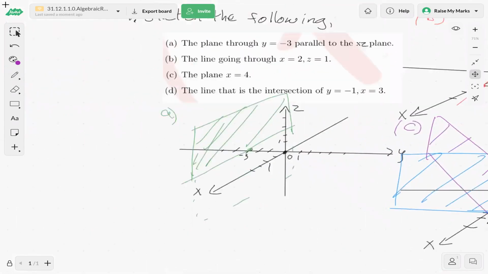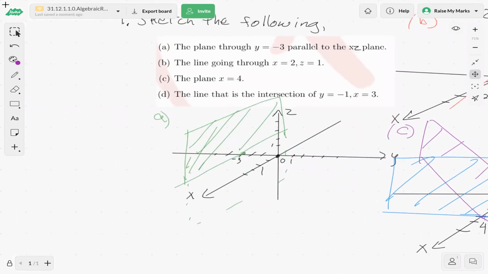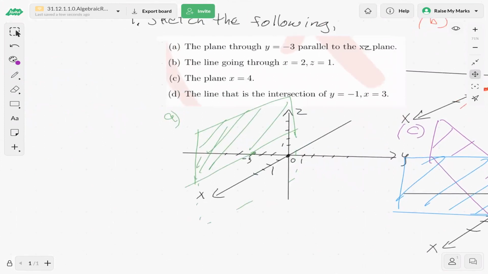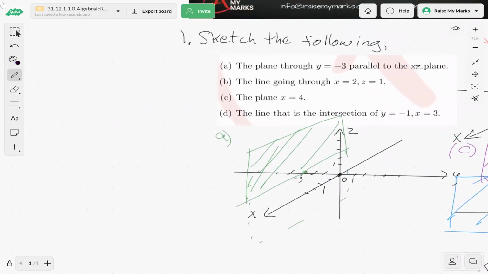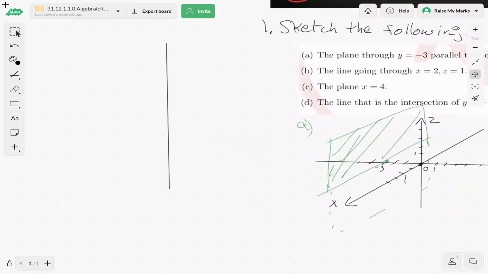And let's scroll over here and look at the last one. The line that is the intersection of y equals -1 and x equals 3. Okay. All right, so again, we start with drawing our axes. So let's do that here. Let's give ourselves a bit more space.